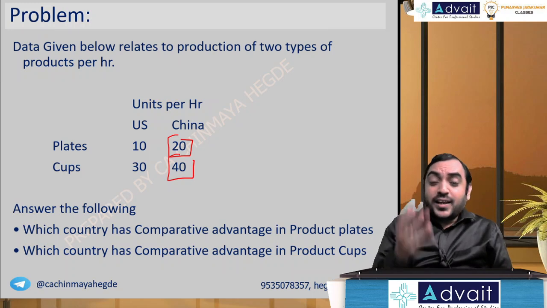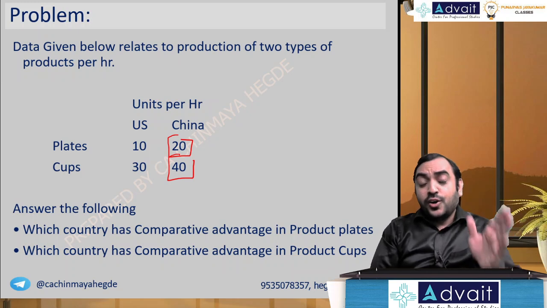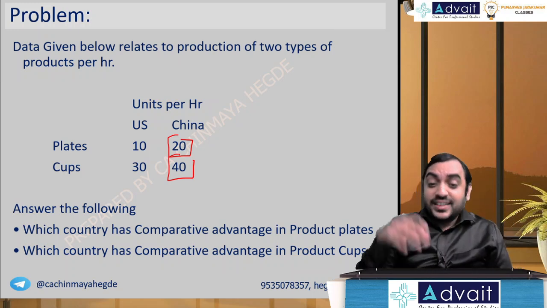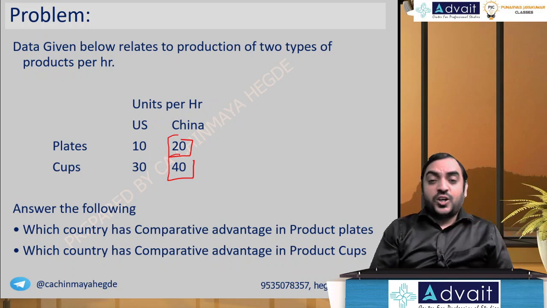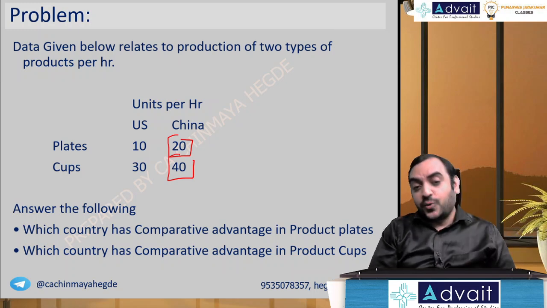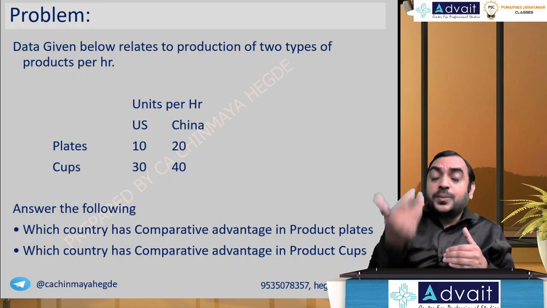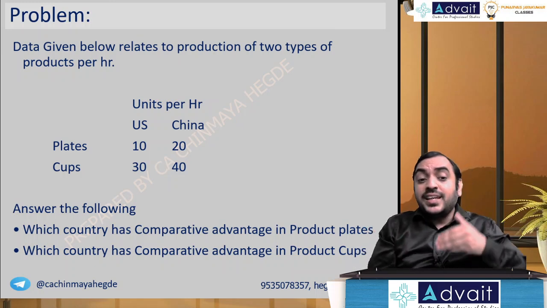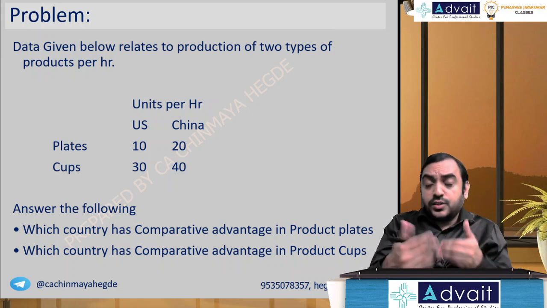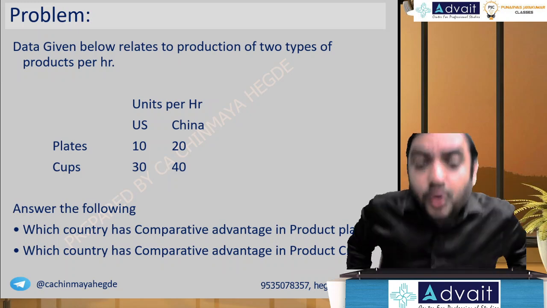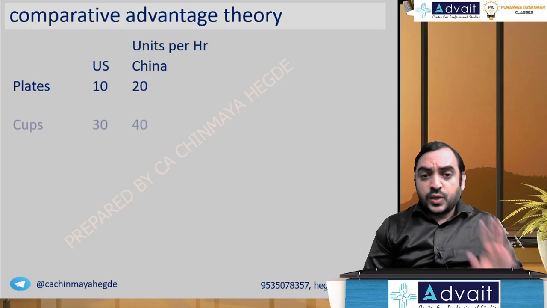Now you're having both advantage. Does it mean US should not work well? Only China should work? No. That is where we use the concept of opportunity cost, comparative advantage. So if China should produce plates, how many cups do they give up, sacrificing, that is opportunity cost. Okay, this is what they have given.